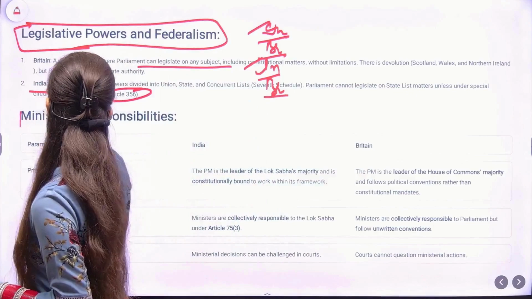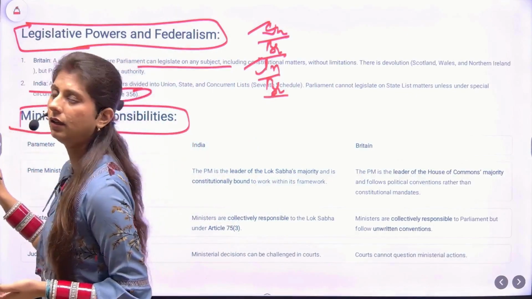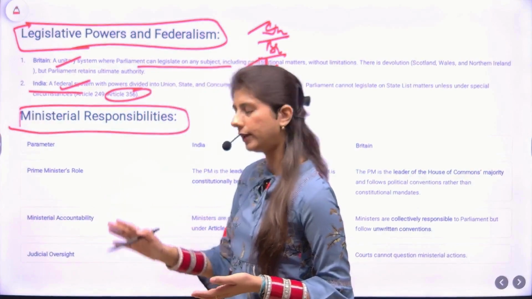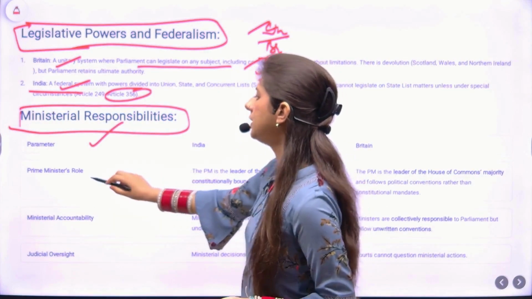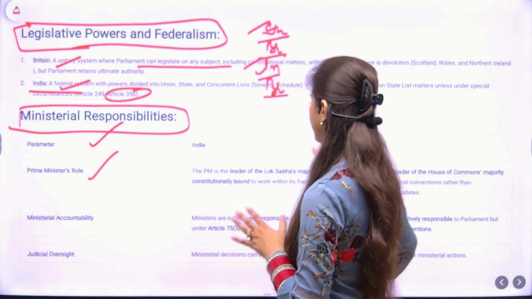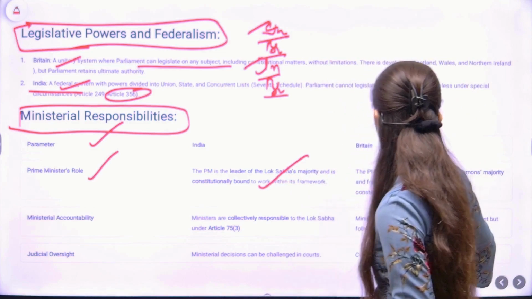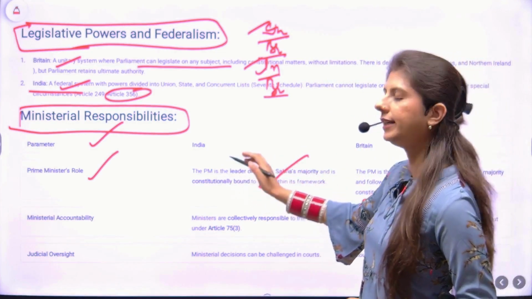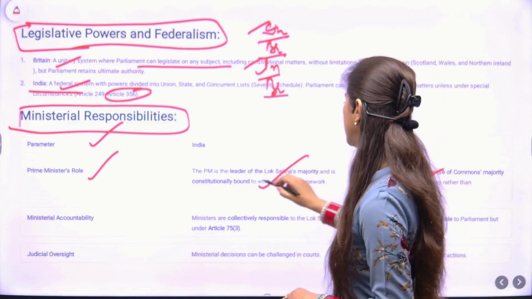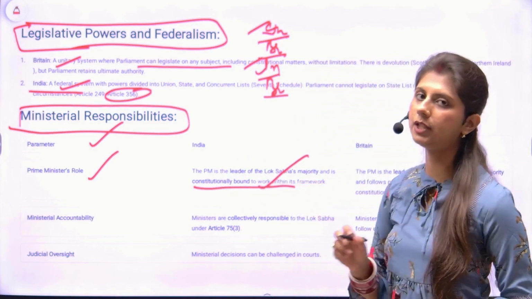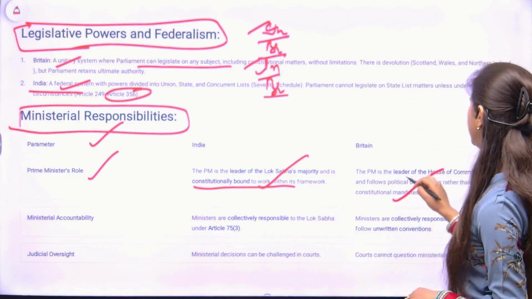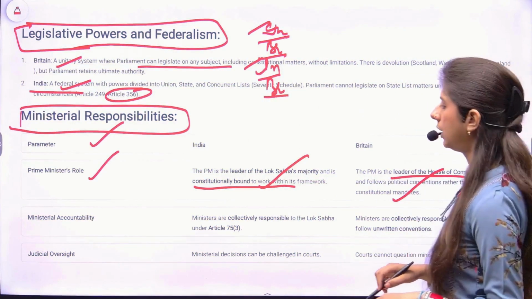Ministerial responsibility, another key parameter which is also already mentioned in the question. The parameter, Prime Minister's role, we have comprehensively discussed, so that's why I'm telling it in brief. In India, the PM is the leader of the Lok Sabha's majority, constitutionally bound to work within its framework, whereas in Britain he is the leader of the House of Commons majority.